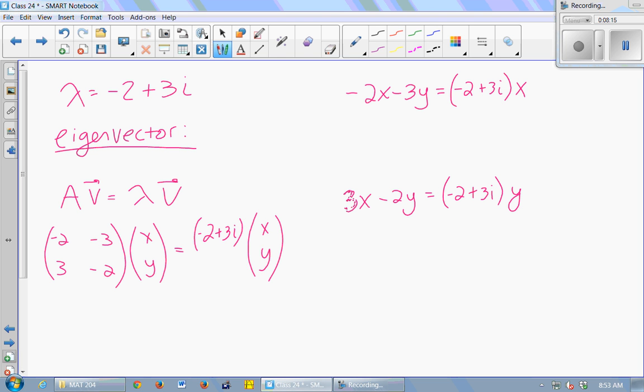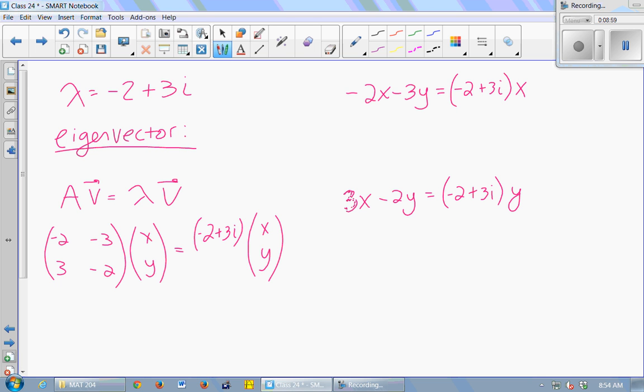Does everybody see where those come from? So I did the matrix multiplication, took this negative 2 and the negative 3, the first row of the matrix, dot product with xy. That gave me the negative 2x minus 3y. And then negative 2 plus 3i is just a scalar, so you just multiply it by both the top and the bottom of your vector. And so my first component equals the first component, and second component equals second component. The eigenvalues were negative 2 plus or minus 3i, and I just picked one to start with.